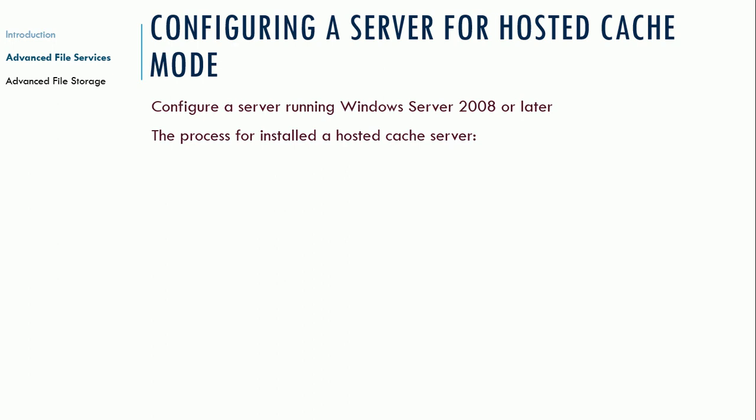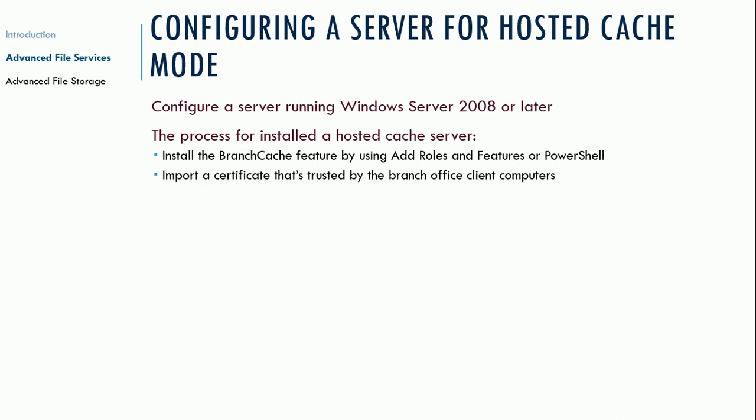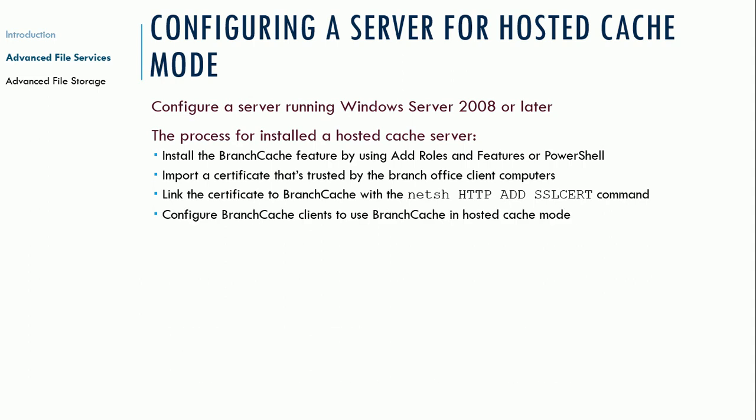Let's see, and you can also configure a server for hosted cache mode. So if you're going to use a server for hosted cache mode, where we install that server at the remote site, you would have to install the branch cache feature using add roles and features, or you could use the PowerShell. You install the certificate that's trusted by the branch office client computers. So you would have to, just like you would install an SSL certificate for HTTP. This is if you're going to be using IIS and the web server for branch cache.